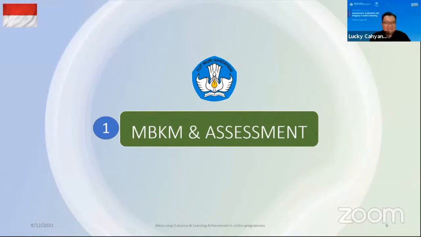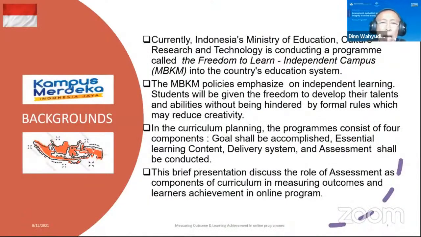It has been mentioned by our directors that MBKM, Freedom to Learn Independent Campus, is one program launched by the Ministry of Education, Culture, Research, and Technology to improve the country's education system, especially in higher education. In terms of curriculum planning, talking about assessment, the program consists of 4 components.